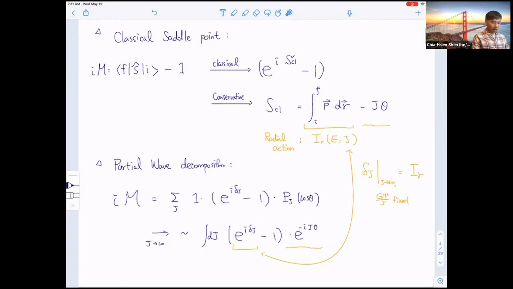So by comparing these two, you can see that the so-called phase shifts can be identified with the radial action, as you should, because both of them share the same quantum numbers, total energy and angular momentum. So when you take these phase shifts with a large angular momentum, while fixing GM squared over J, this is the radial action.